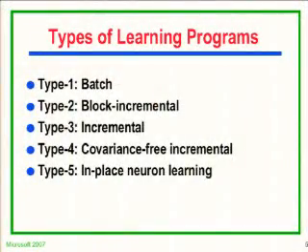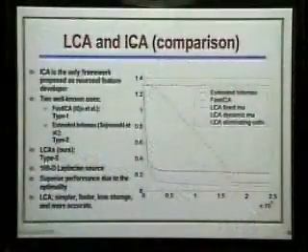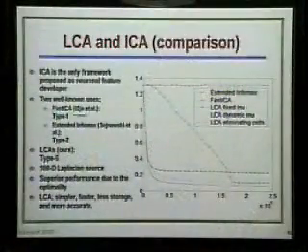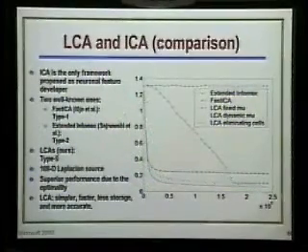And there are 5 types you are probably already familiar with: batch, block incremental, covariance-free incremental, and in-place. And our model is like type 5. We compute the LCA and ICA method by Oja and Sejnowski type 2, and Oja type 1 batch. This is the number of samples, and this is the error. And our error goes down very quickly.